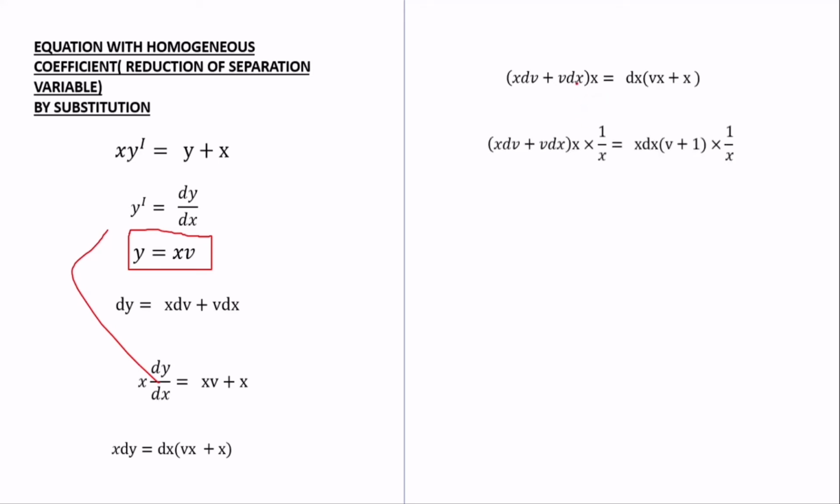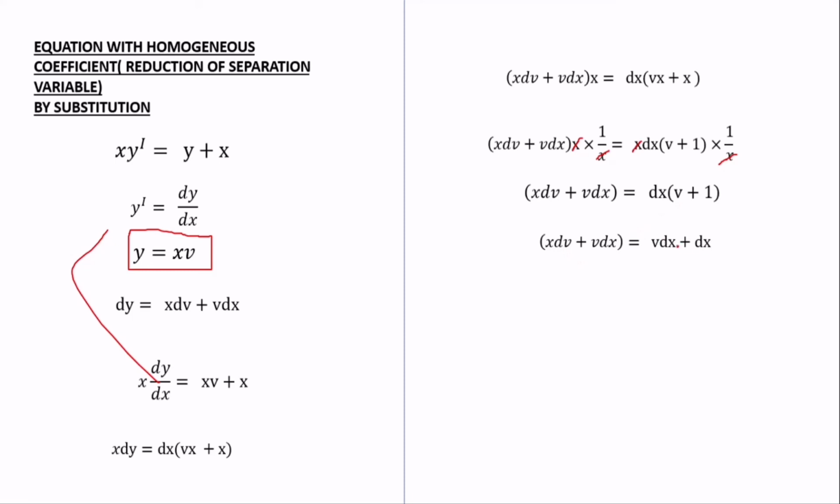When you do that, you're going to multiply through by x so that we eliminate this x from there. So when you do that correctly, this will cancel this, and this will be over. So when you do all the equation, what you get here is this one. So now we try to expand it, and when you expand it, you're going to get x dv plus v dx, which is equal to v dx plus dx.